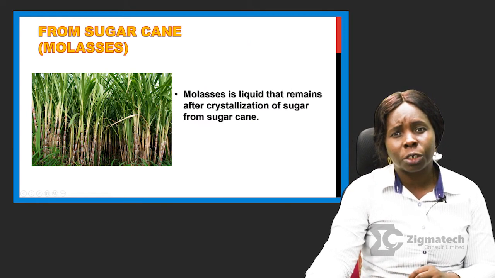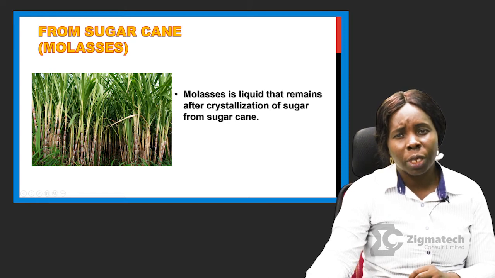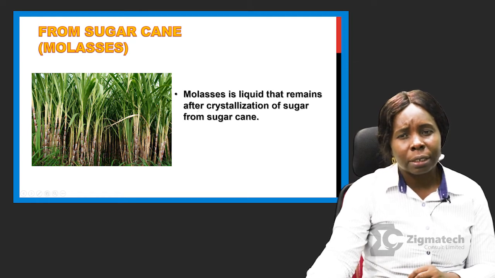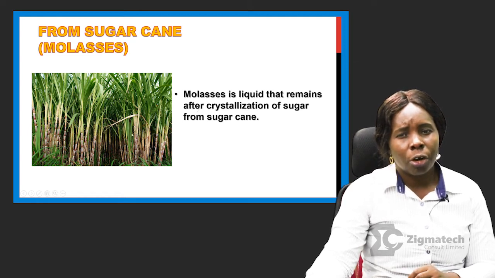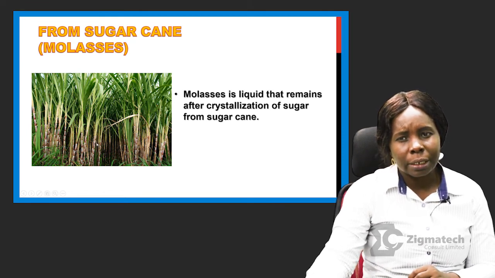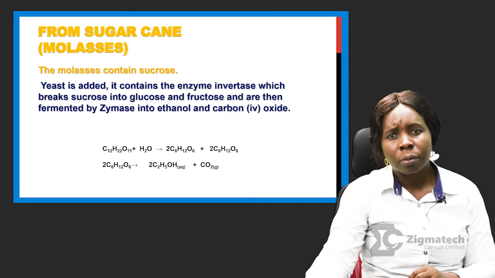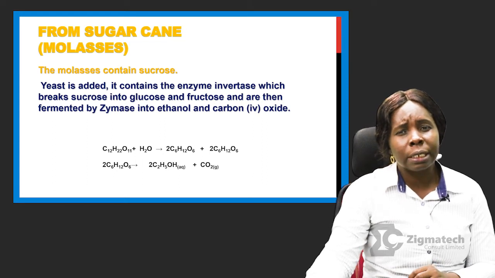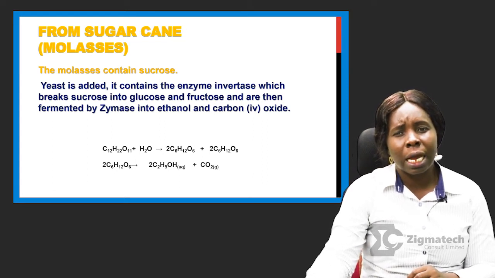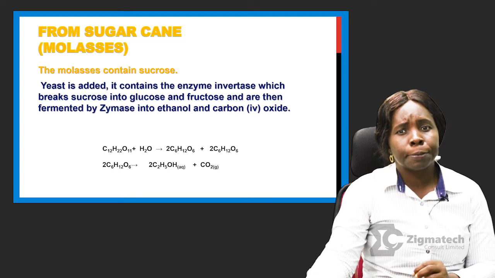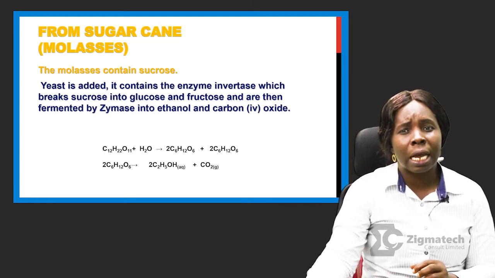Another source of fermentation is from molasses or from cane sugar. Like I said, molasses remains after the crystallization of sugar cane. You can see sugar cane that after it's being crushed and the liquid extracted, we have molasses. Now, when we are doing fermentation by molasses, yeast is the only thing added. Yeast contains two enzymes, invertase and zymase.